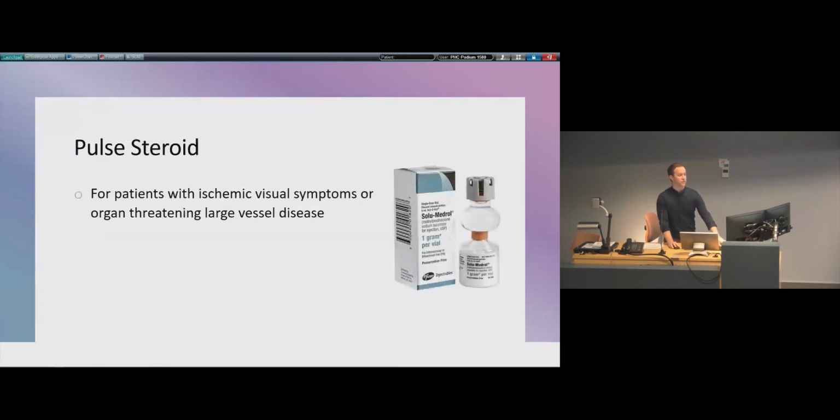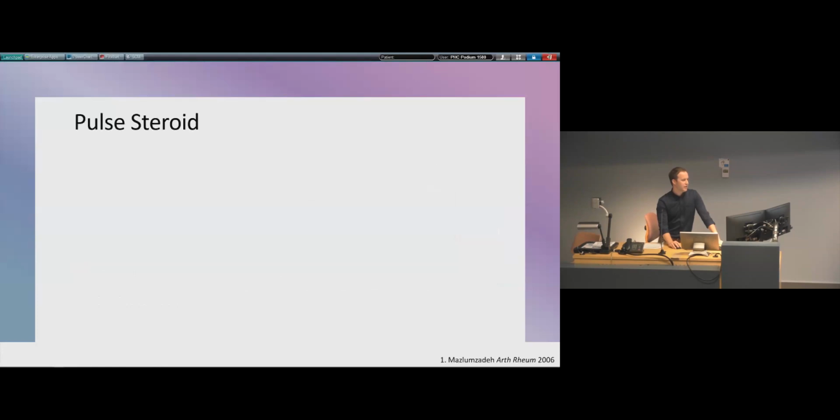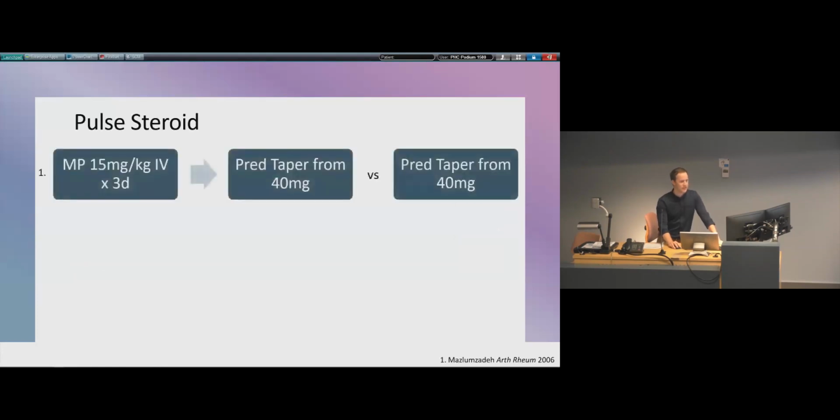Pulse steroid. We most commonly use this for patients with visual symptoms or organ-threatening large vessel disease. The dose is commonly 500 to 1,000 milligrams IV, daily over 3 days. And then we'll typically start our prednisone taper from about 60 milligrams, or less if they're less than 60 kilos themselves. Now, what's the evidence for pulse steroid?